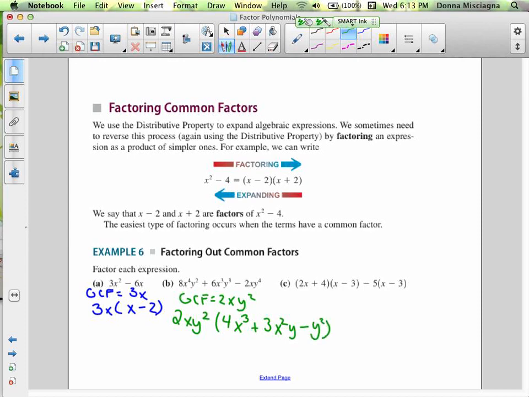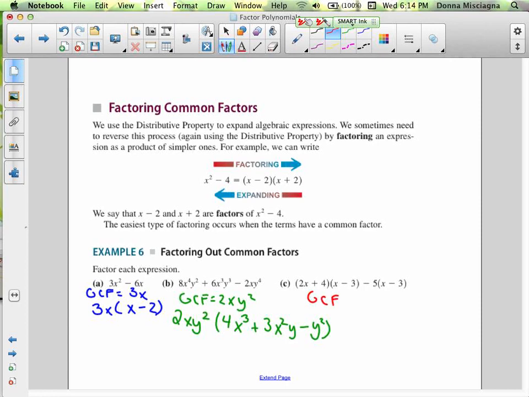So here is our expression factored. We factored out the 2xy squared, and then the leftovers are in the parentheses for each term. 4x cubed plus 3x squared y minus y squared. Let's do the last one. I kind of took a lot of space doing that second one, so I'm going to work above. I'll write the greatest common factor here, but I'll work above.